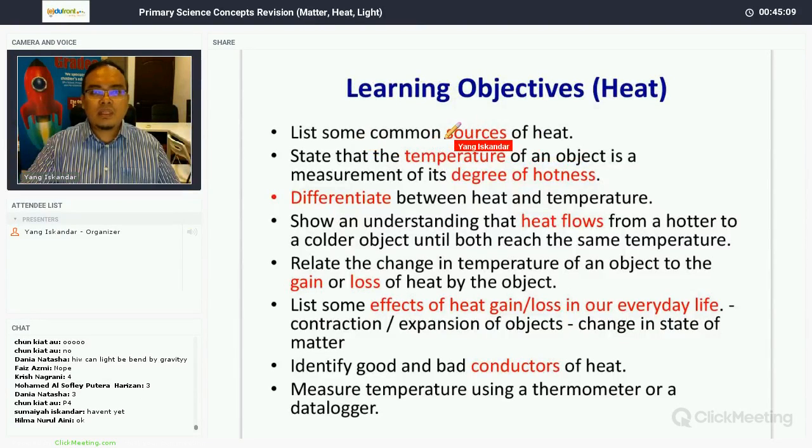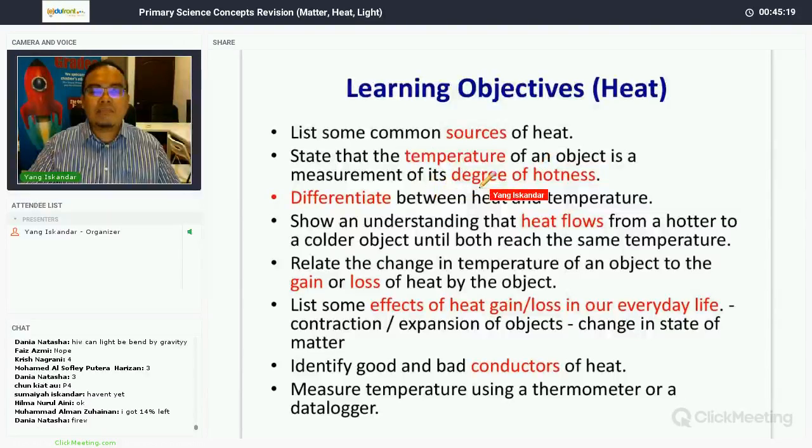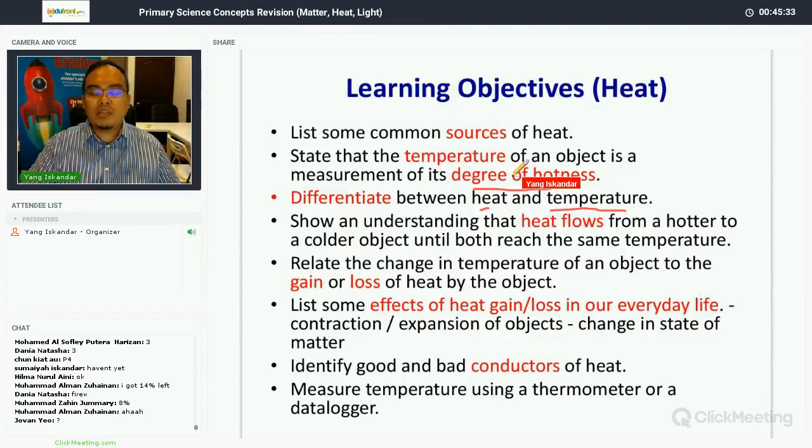Number one, you must be able to list the common sources of heat. What are the sources of heat? Number two, you must state that the temperature of an object is a measurement of its degree of hotness. You must be able to understand what is temperature. You must be able to differentiate between heat and temperature. Now, many students confuse or interchange heat and temperature.